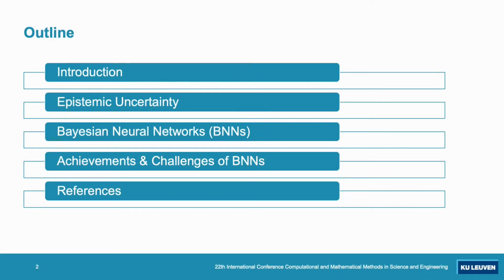I will do the presentation with the following structure. First is the introduction. Second, the basic concept of epistemic uncertainty in neural networks. Third, I will introduce the state-of-the-art method, Bayesian neural networks. And then I will introduce the achievements and challenges of Bayesian neural networks. Finally, I will list all the references used in this presentation.